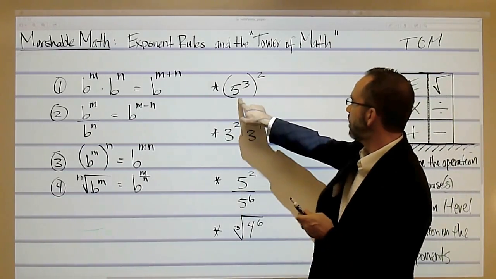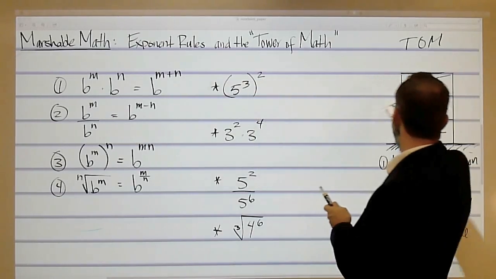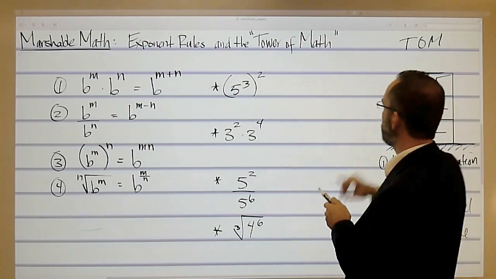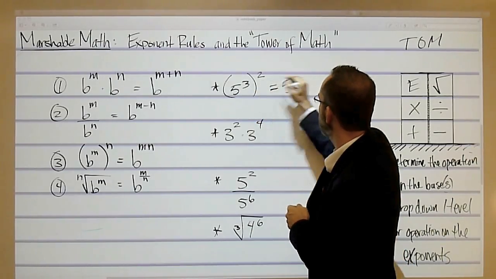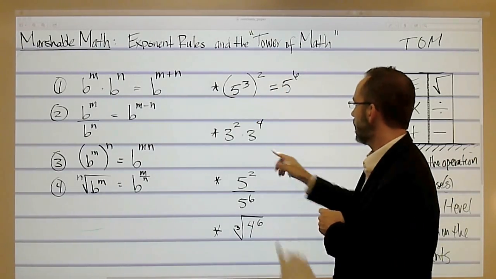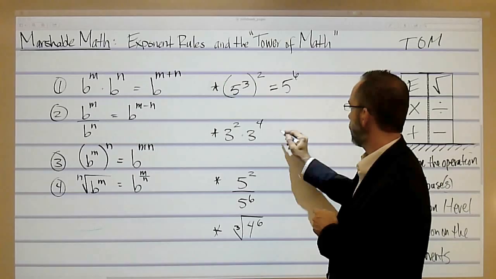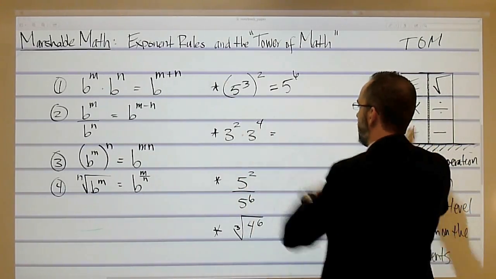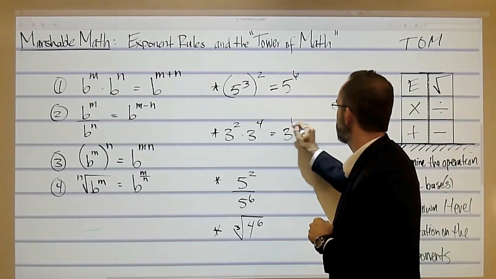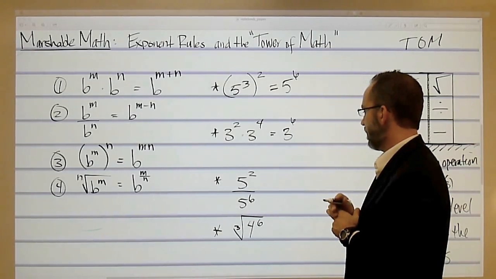Okay, here we go, 5 cubed squared. I'm exponentiating the base, so I should be multiplying the exponents. This one should be simplified to be 5 to the 3 times 2, which is 6. There you go. 3 squared times 3 to the 4th. So let's see here, I'm multiplying the bases, so I'm going to add the exponents. This should be 3 to the 6th.